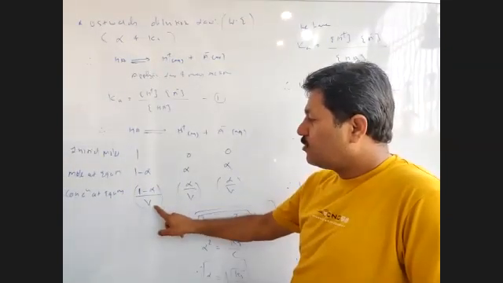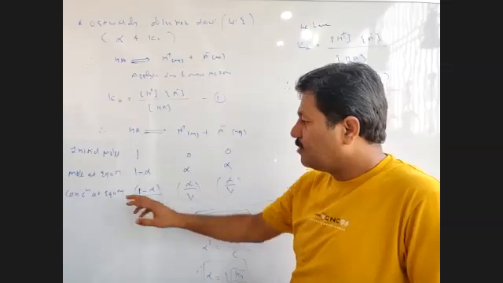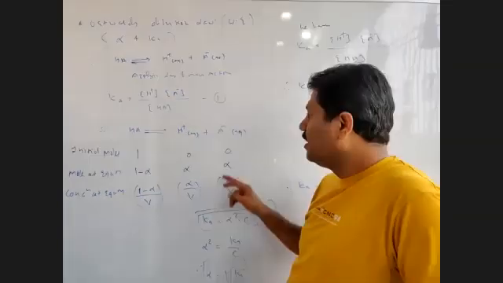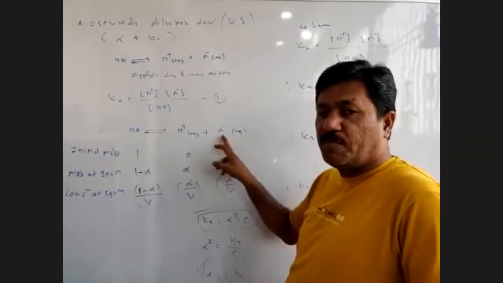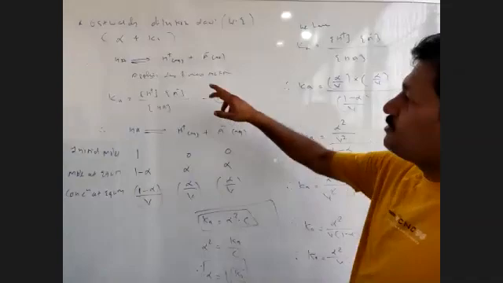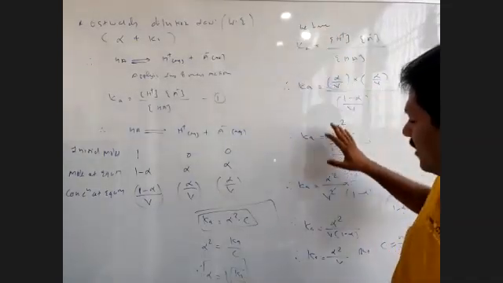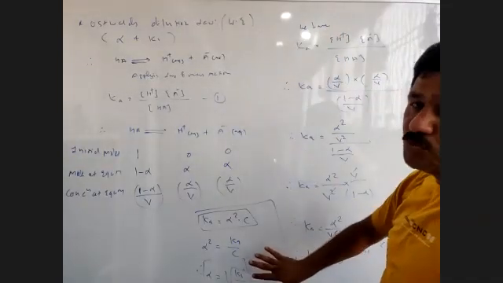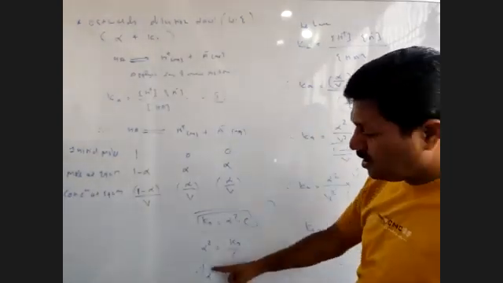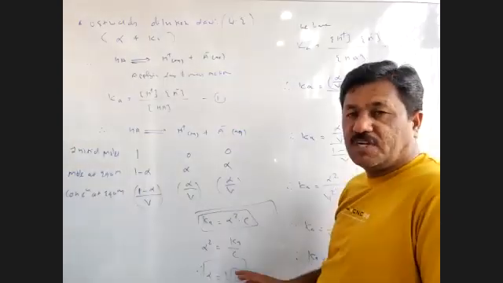So (1 − α)/V is the concentration of this substance at equilibrium. α/V is the concentration of this substance at equilibrium. And α/V is the concentration of A⁻ at equilibrium. We put these values in this equation, and on simplifying we get the equation. So we have the relation between α and Ka that we wrote here. Clear with this?